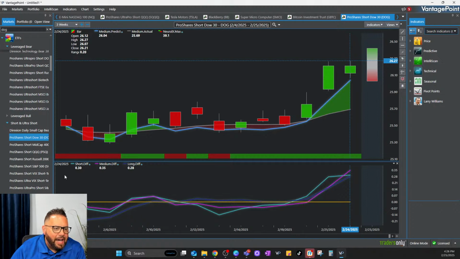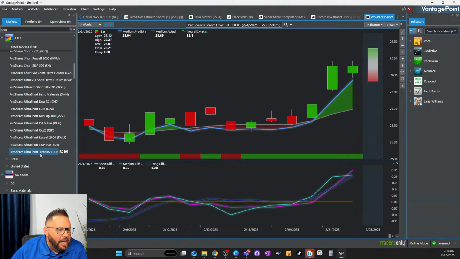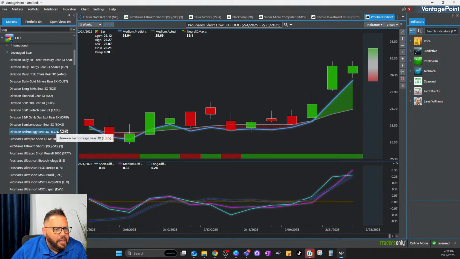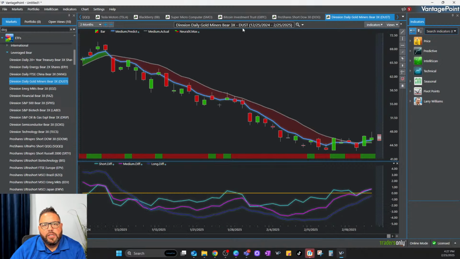As a matter of fact, in my software, I have a ton of inverse ETFs. Let's see if we can find one. Here's gold. Well, we know gold has been climbing dramatically. Gold has been doing some great things. And now gold is reversed. Take a look at this. There you go. Here is DUST, D-U-S-T.